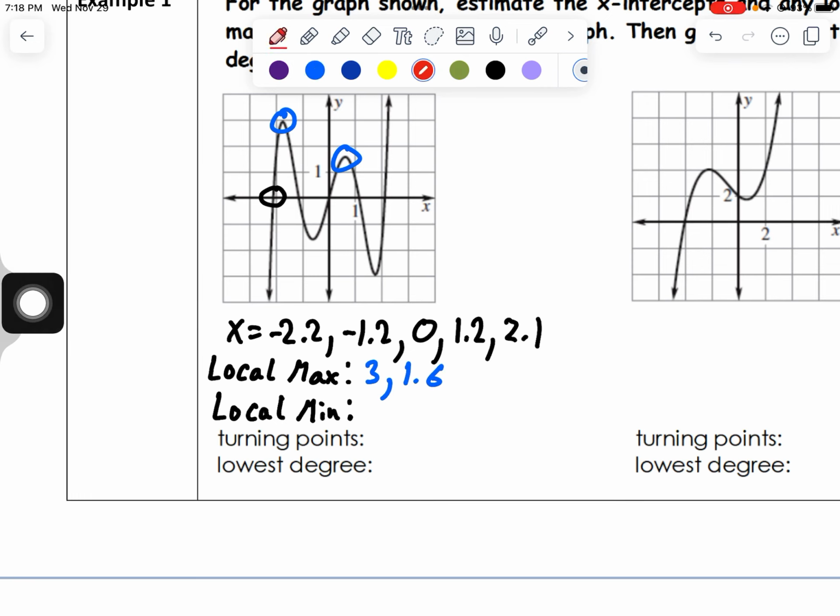Now the local minimums, let's change color here. That's these ones dipping down here. So I'm just going to go the inverse. I'm going to say that this one is negative 1.6, and I'm going to say that one is negative 3.